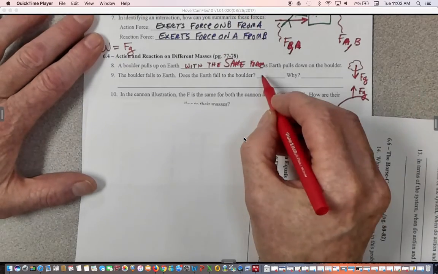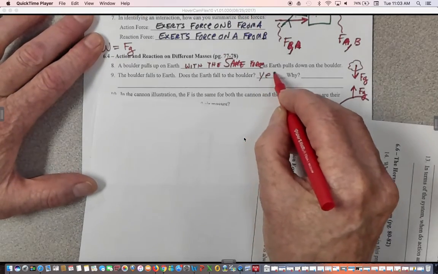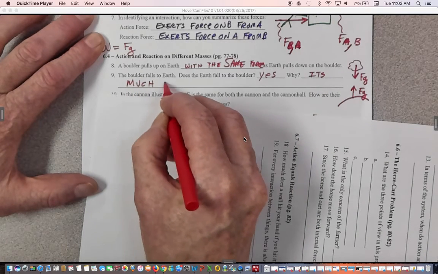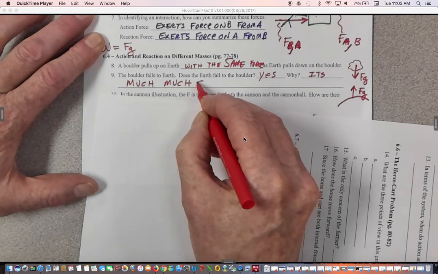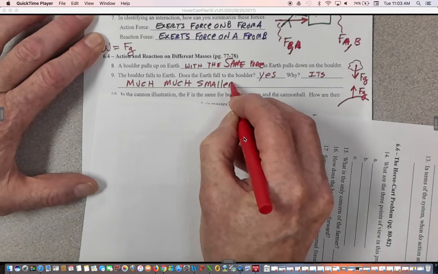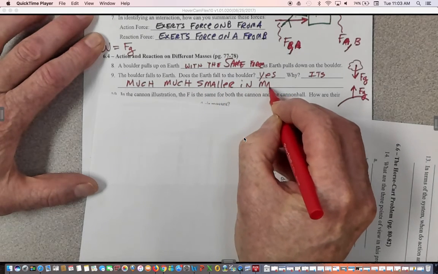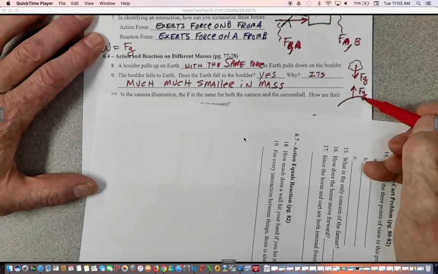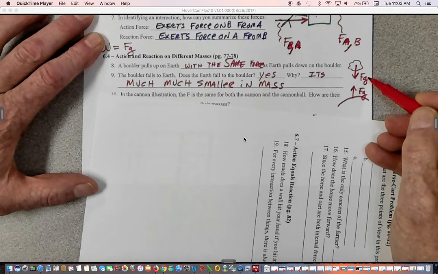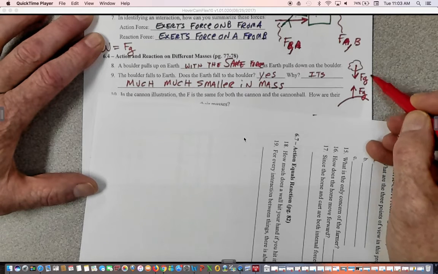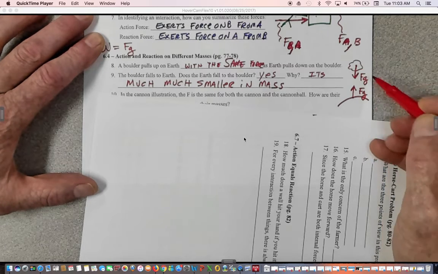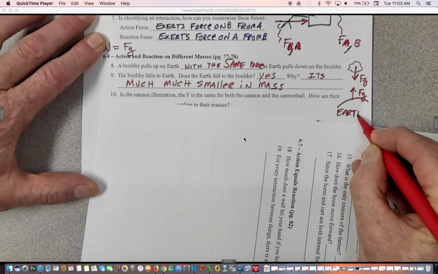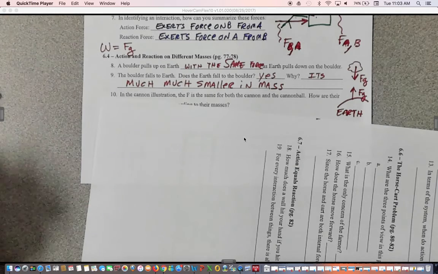Now, does the boulder, a rock, fall? Yes. Why? It's much, much smaller in mass. What's going to be easier to pull, a big mass or a small mass? The Earth actually gets pulled up, but it's so big it doesn't hardly move at all. A rock is much smaller compared to the Earth. Therefore, the rock falls down and the Earth doesn't move.